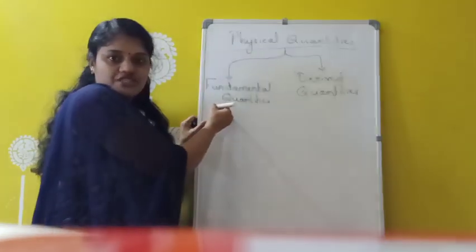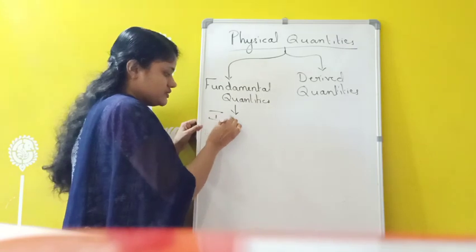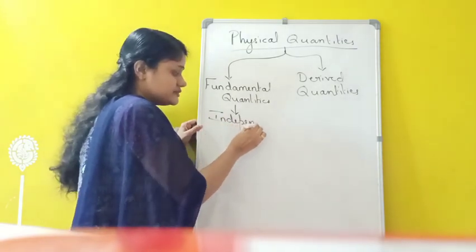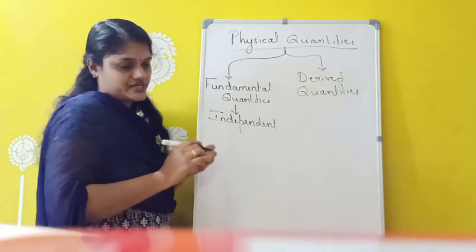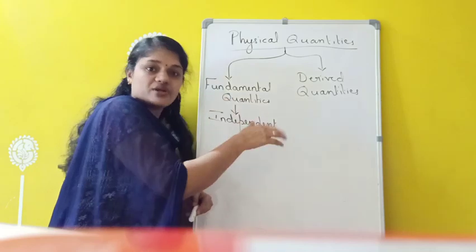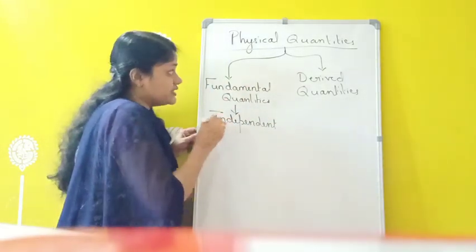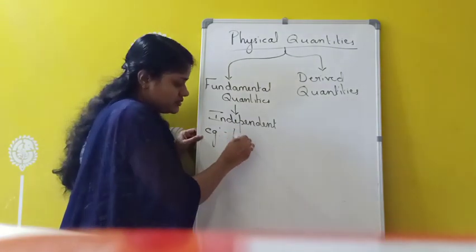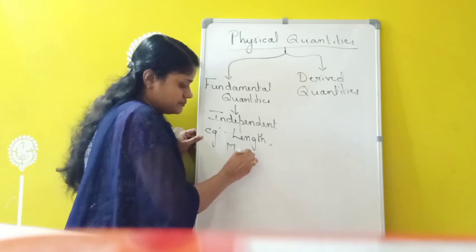So fundamental quantities means quantities which are independent, and they will not depend on any other physical quantity. That is called as which one? Fundamental quantities. They are independent and they will not depend on any other physical quantity. For example, the major fundamental quantities are length, mass and time.